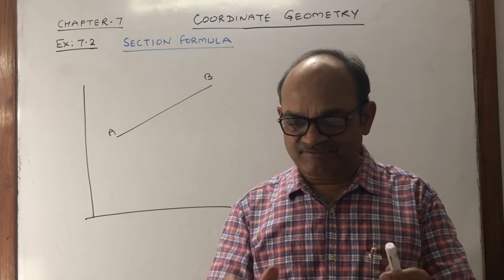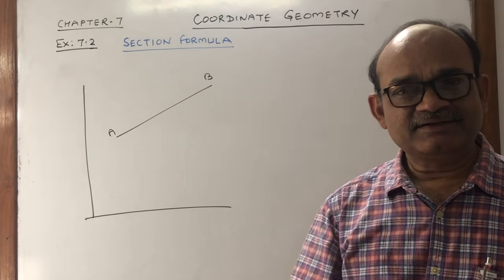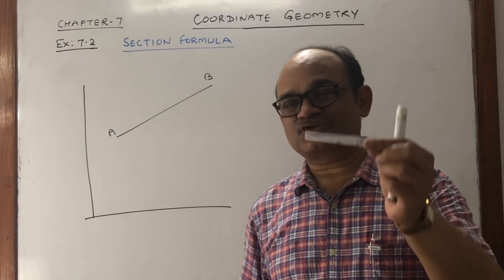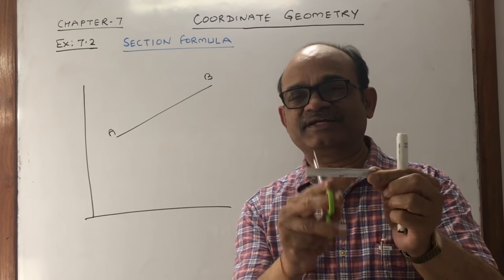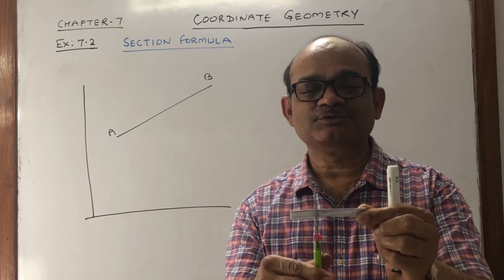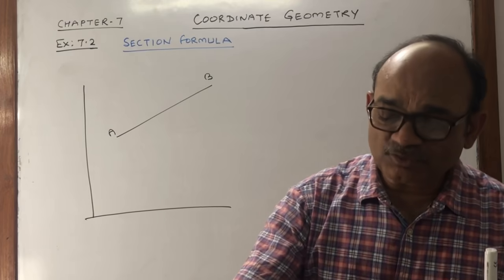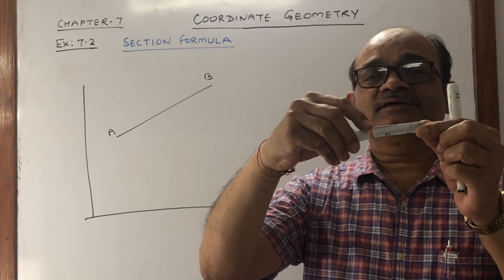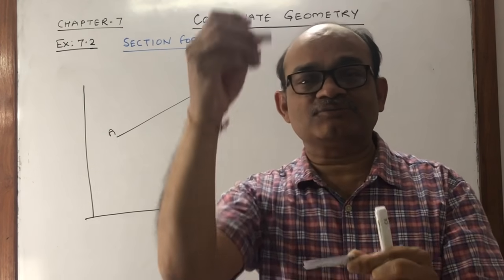It means we want to divide a particular line segment in the given ratio. For example, suppose we have this paper and we want to cut it from a particular point inside the paper, by the way, in the ratio 1:2. Then what about the coordinate here? कैसे पता करेंगे कि ये कोऑर्डिनेट कहाँ से हमको कट करना है?